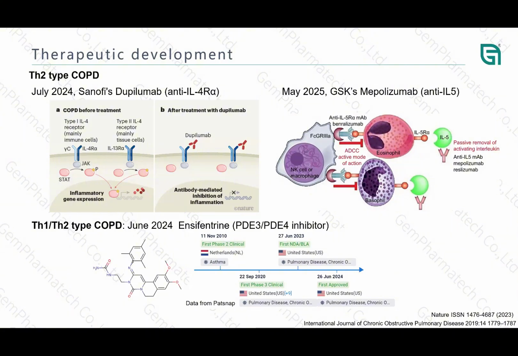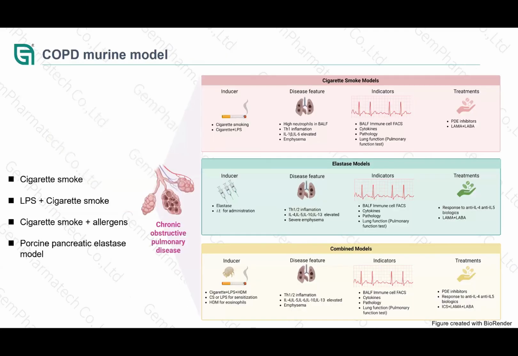And in January 2024, ensifentrine was approved. It is the first in over 30 years inhaled therapy for the maintenance treatment for adults with COPD. And this drug combines bronchodilator and anti-inflammatory activities in one molecule. Given that it is difficult to recapitulate all the features of COPD with a single model during preclinical mouse model establishment, our platform has developed multiple models.